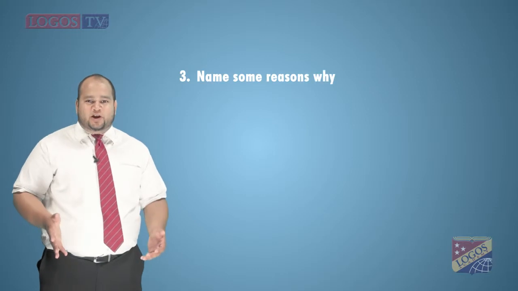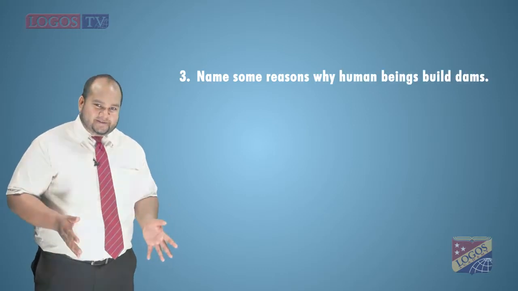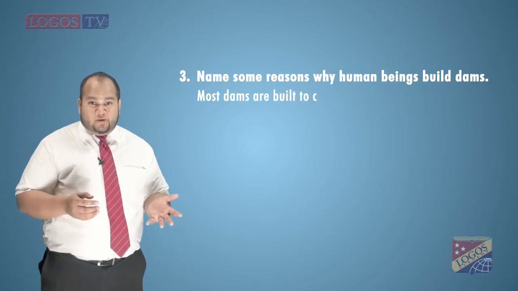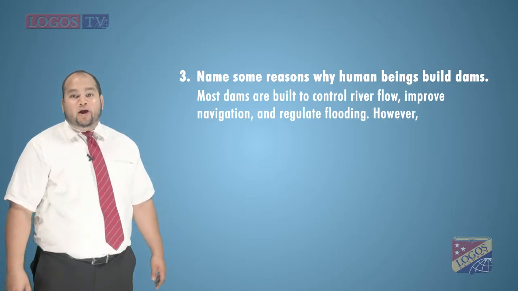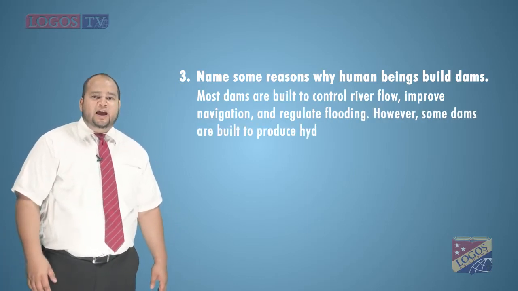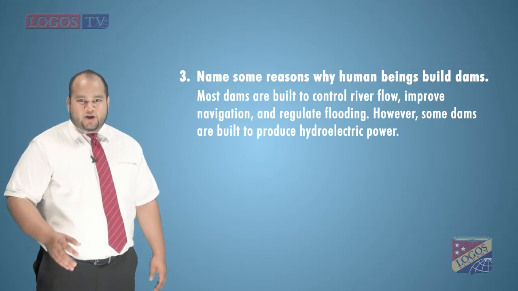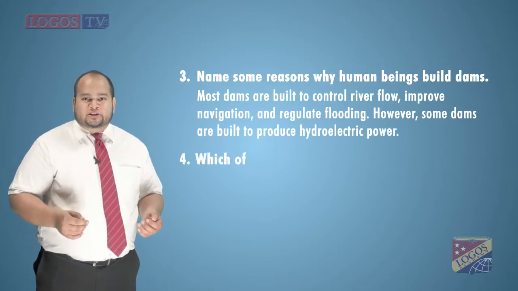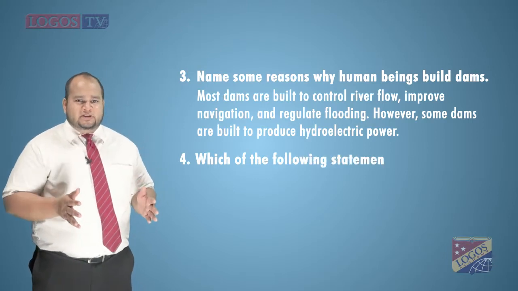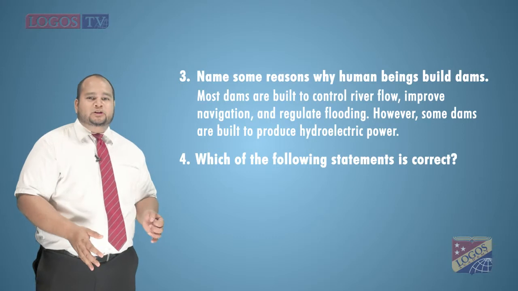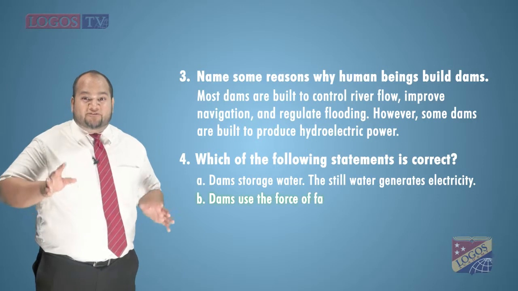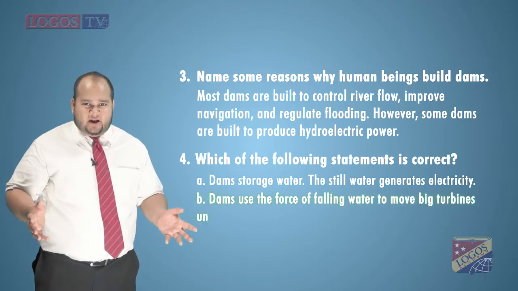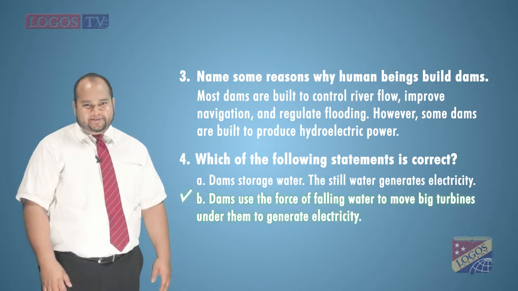Question number 3. Name some reasons why human beings build dams. Most dams are built to control river flow, improve navigation, and regulate flooding. However, some dams are built to produce hydroelectric power. Question number 4. Does water turn into electricity, or do dams use the force of falling water to generate it? Dams use the force of falling water to move big turbines under them to generate electricity.